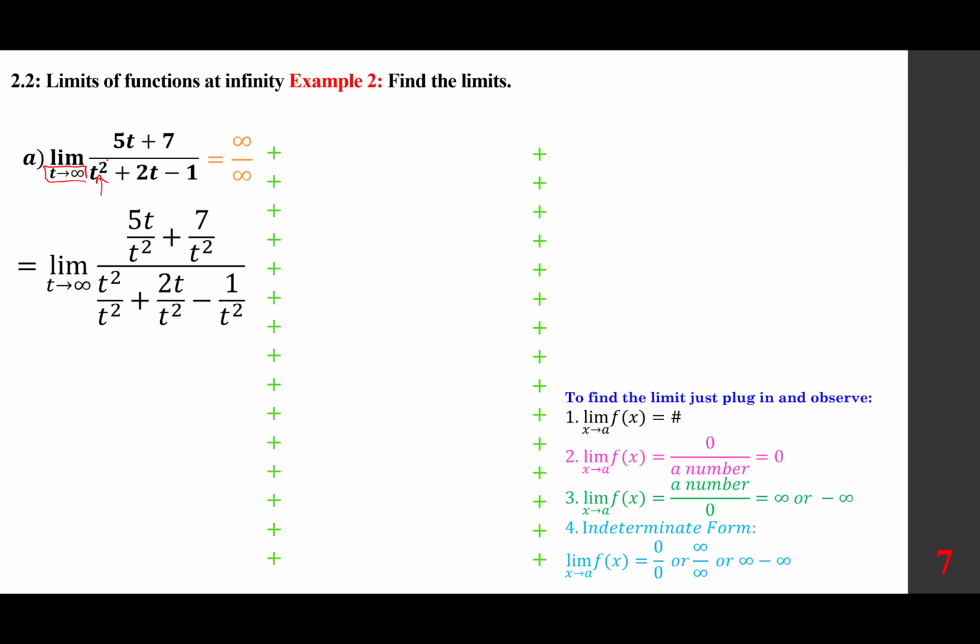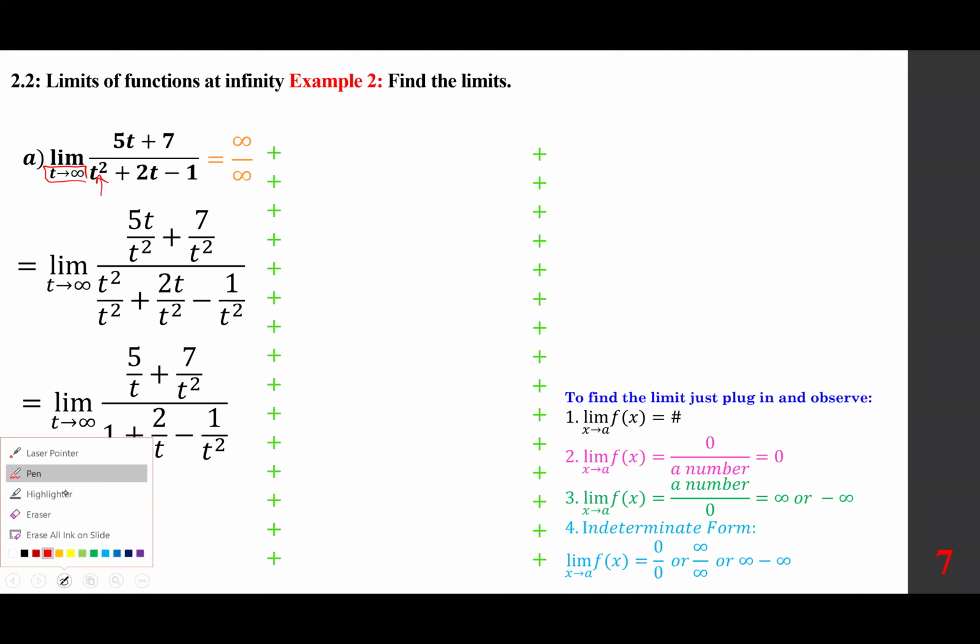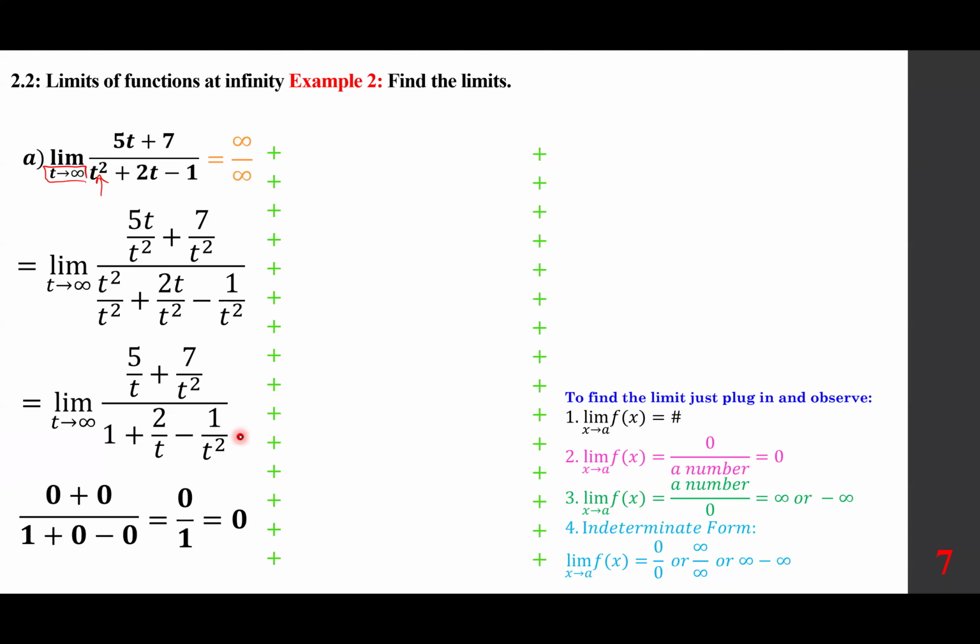And you simplify. And this is what you get. Because the denominator is t or t squared, each one goes to 0. So the numerator is 0, the bottom is 1, and you end up with 0.